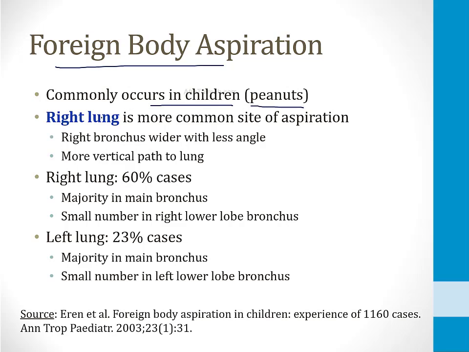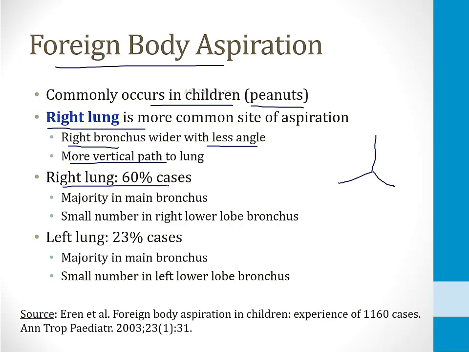And what you need to know is when this happens, the object is most likely to end up in the right lung. The reason for this is because the right main bronchus is wider than the one on the left, and also it's got less of an angle. So when the trachea branches into left and right, the angle is less going into the right, and that's where an aspirated object is most likely to end up because it has the more vertical path into the right lung.